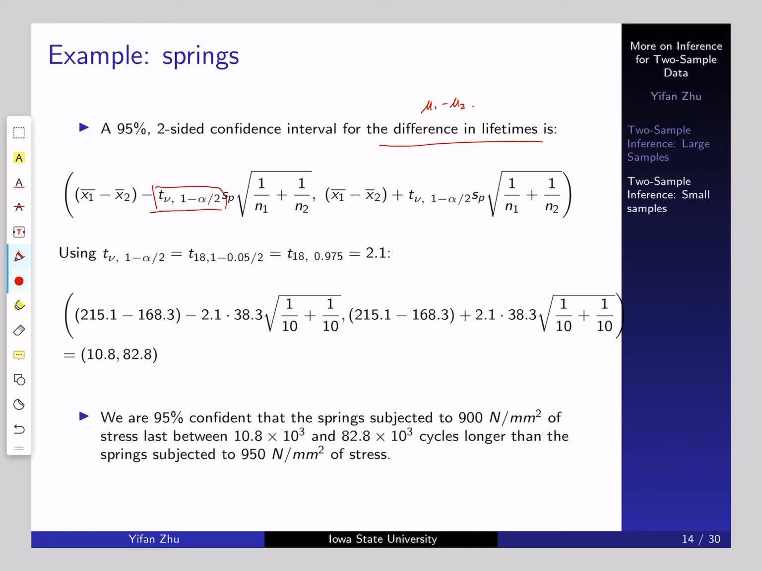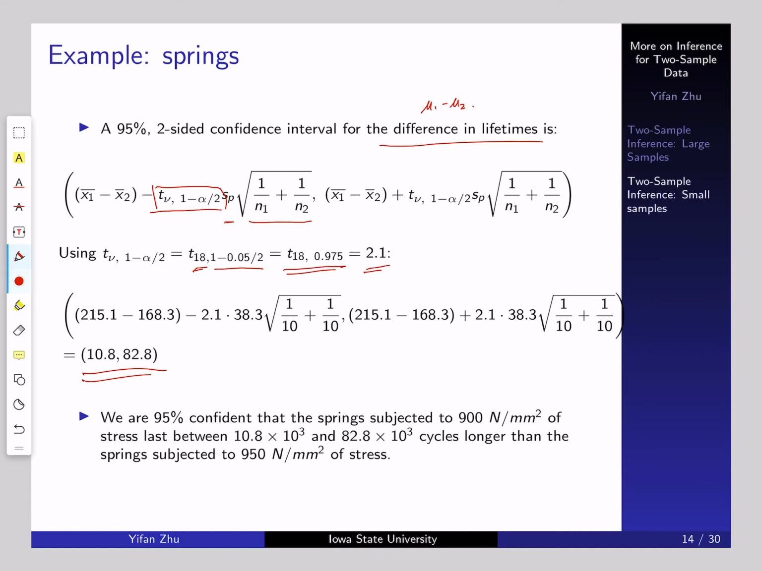The quantile I use is t nu, 1 minus alpha over 2. Nu is 18, and 1 minus alpha over 2 is 0.975. So this quantile gives us the number 2.1. Again, we plug in the sample version of the standard deviation. We get a confidence interval from 10.8 to 82.8.